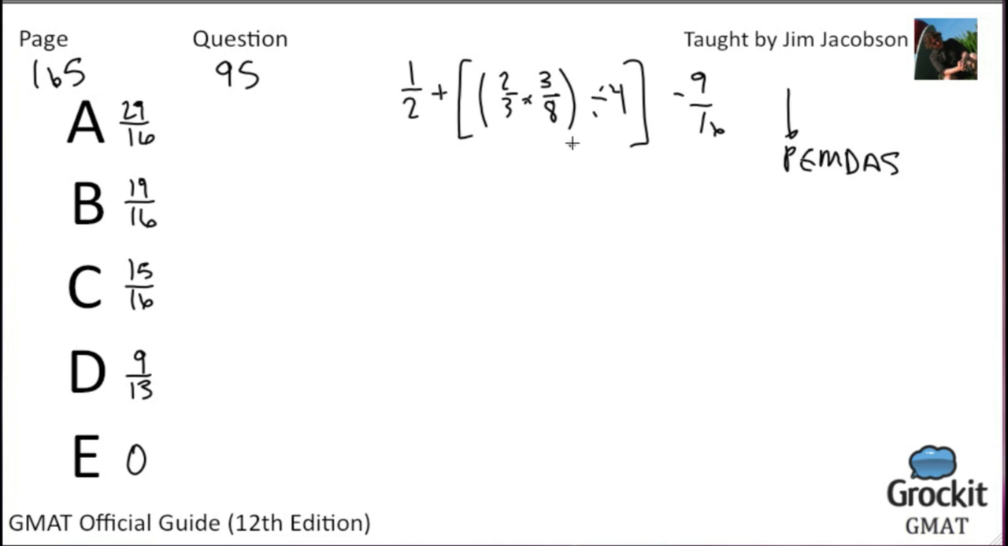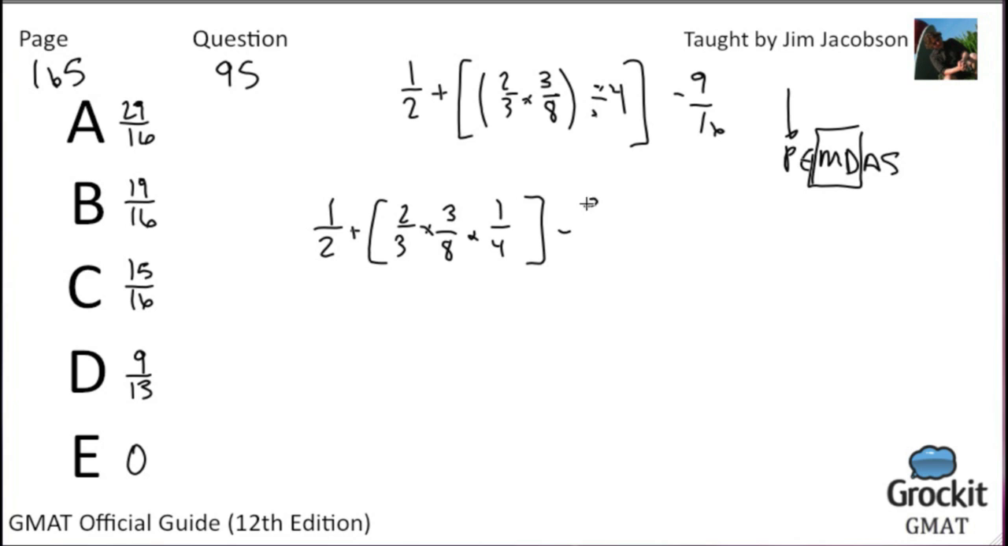However, multiplication and division are very similar sorts of operations in that you can do them in any order, and you still get the same answer. The other thing to remember here is that when you're dividing by numbers, you can just turn it into a multiplication problem by multiplying by the inverse. So dividing by 4 is the same thing as multiplying times 1/4. Let's rewrite it that way. So 1/2 plus 2/3 times 3/8 times 1/4 minus 9 sixteenths equals our mystery number.